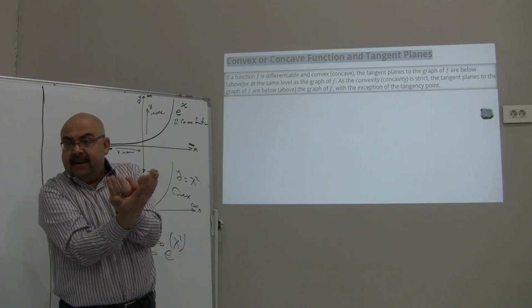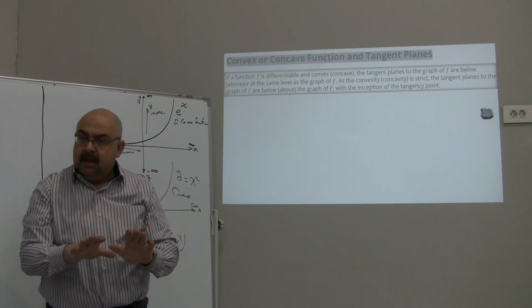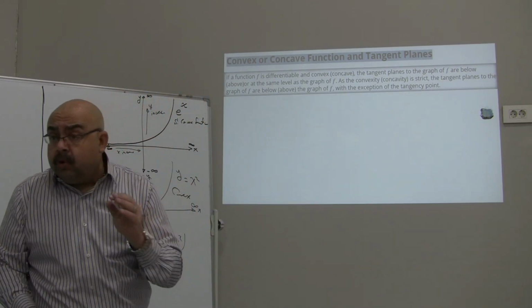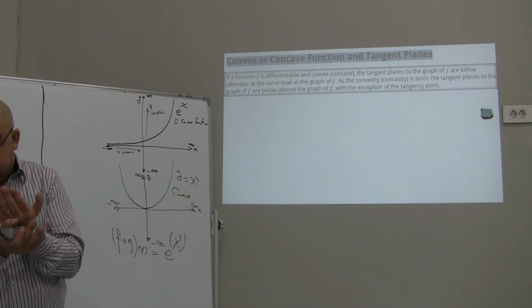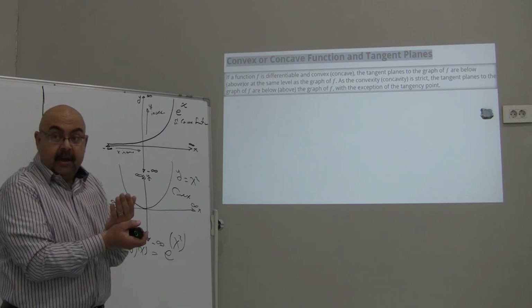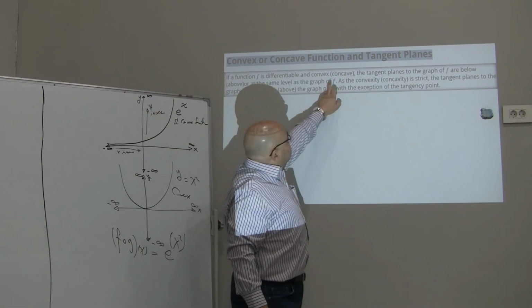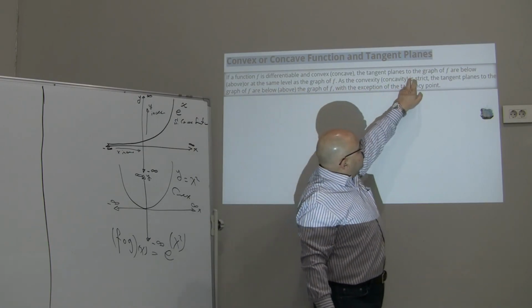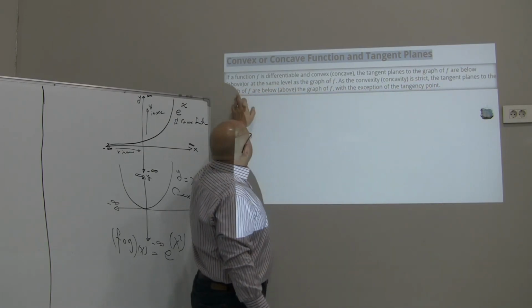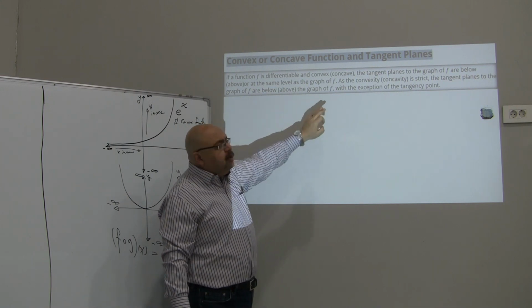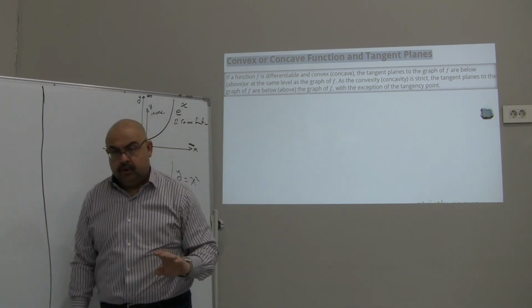Wherever you move the plane, all the points will be above this tangent plane, except of course at the tangency point. Do you read me? Okay, does it make sense? And the convexity is strict. The tangent planes to the graph of f are below the graph of f, with the exception of the tangency point, as I told you.